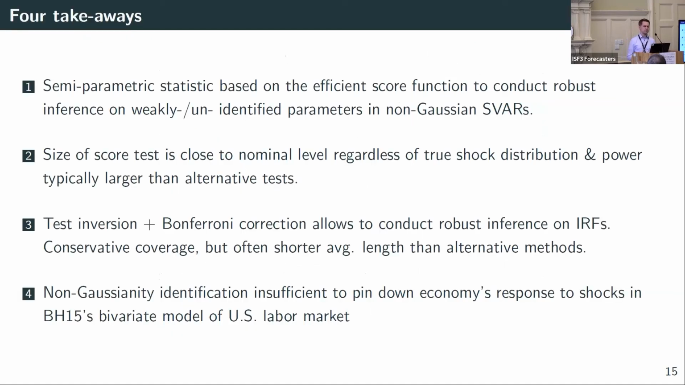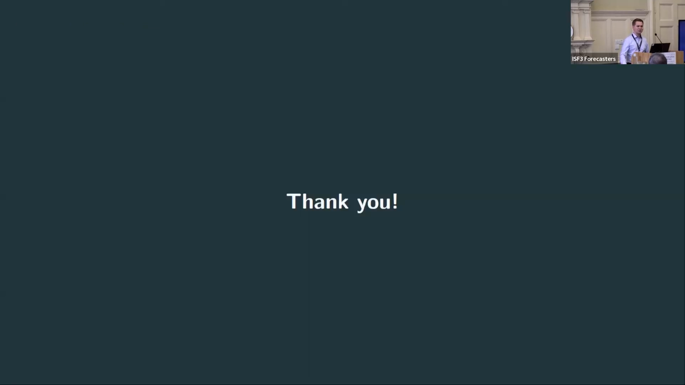So we have the semi-parametric statistic, which we use to conduct valid inference in the structural VAR setup under potential non-Gaussianity. I've shown you that the size of this test is close to the nominal size, and power remains typically large. And then we have this test inversion plus Bonferroni way of doing valid inference on the structural IRFs. And then we have several applications where I showed you that non-Gaussianity identification might not be sufficient to really pin down the economy's response in this labor supply and demand model by Baumeister and Hamilton. Thank you very much.